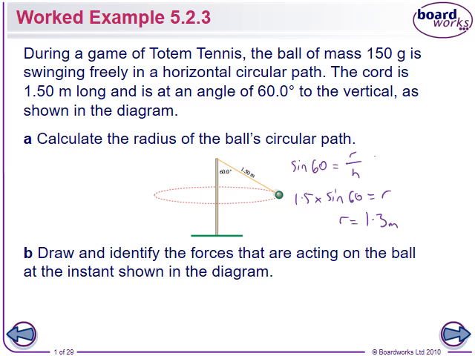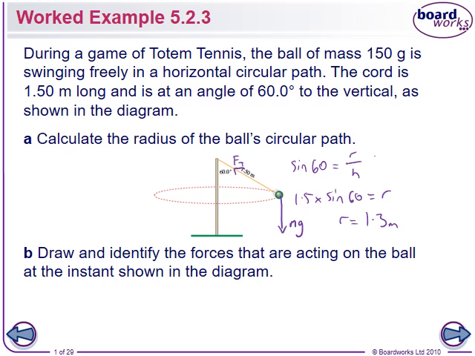Now, I could have shown you this on the last slide, but I want to show you in this worked example. For part B, draw and identify the forces that are acting on the ball at the instant shown in the diagram. So, what forces are acting on our ball at the moment? Tension, absolutely. So our tension force is in that direction, upwards and to the left. What else is acting on the ball? Gravity.